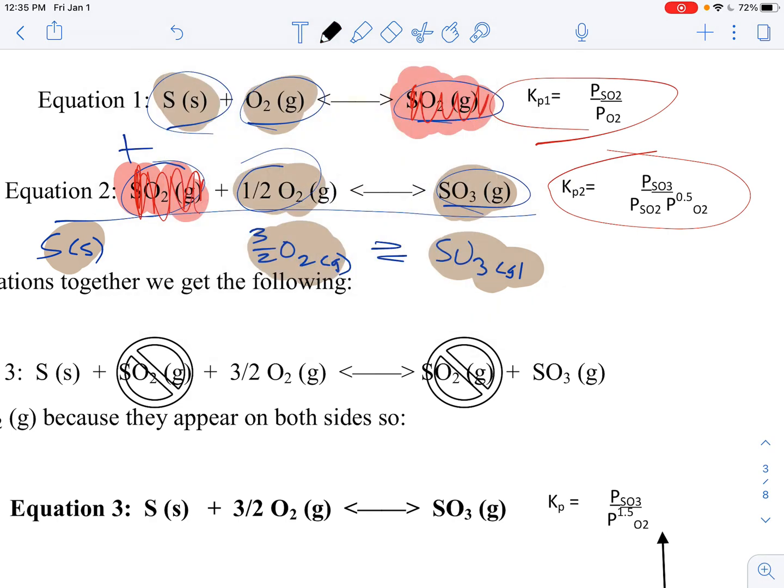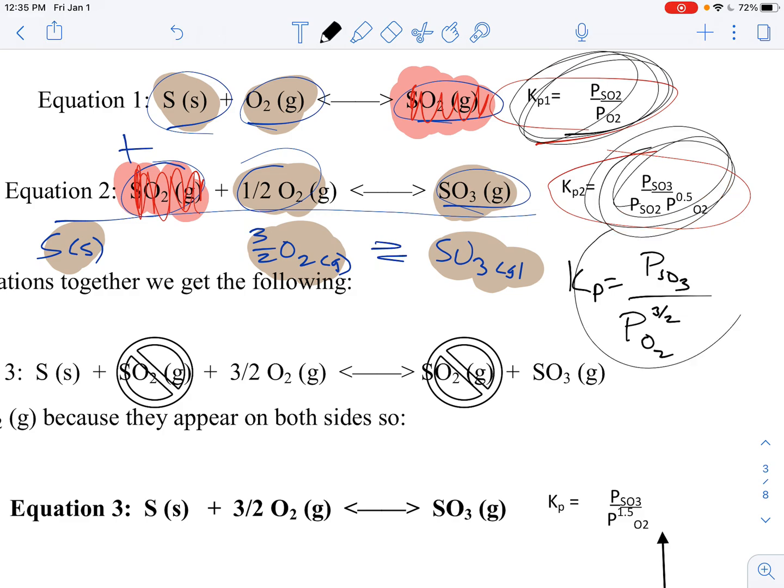Well, what would our new equation be? Our new equation is going to be the pressure of the SO3, which is my product, and then I'm going to divide that by the pressure of the oxygen raised to the 3/2 power, because that's this guy. And I am going to ignore the sulfur because he is a solid. He doesn't get to play in this equation that is here.